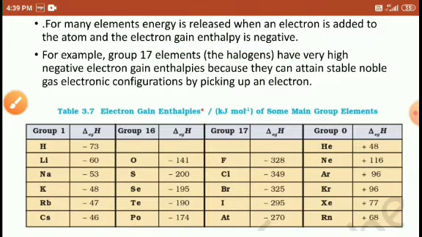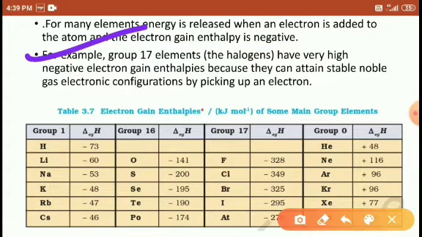Right, students? Group 17 elements, the halogens, have very high negative electron gain enthalpy because they can attain the stable noble gas configuration. Look here, students. This is group 17: fluorine, chlorine, bromine, iodine. Only these four species we call halogens. Astatine is a metal, it is not called a halogen. So look here, all have negative energy.